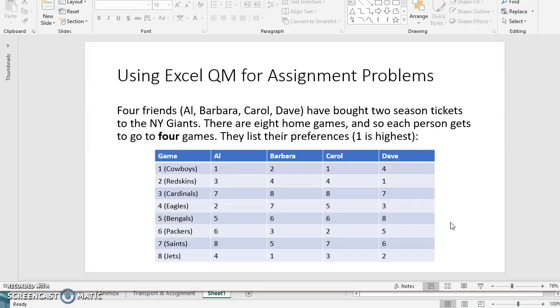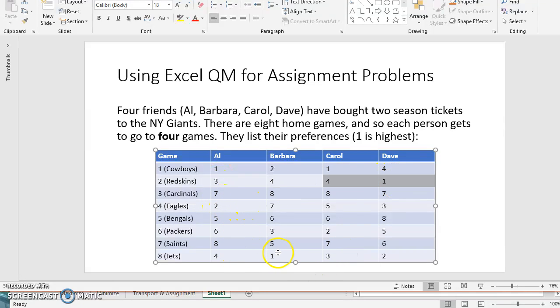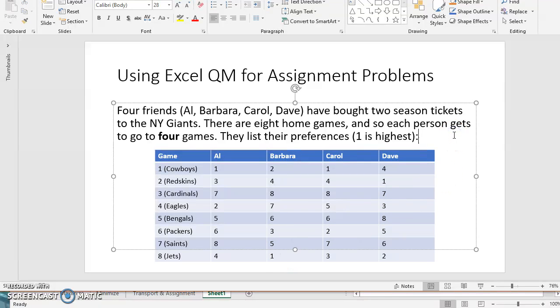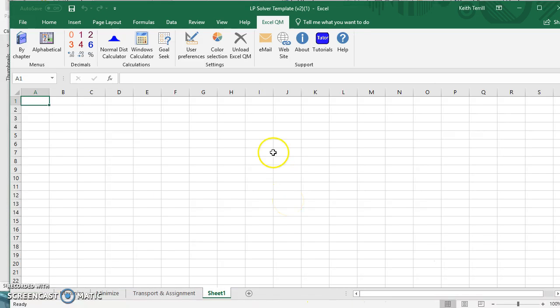So if we were to do this by hand, we could. There's a finite number of possibilities. Could well be that Al and Carol go to the Cowboys. It could well be that Dave gets to go to the Redskins game and Barbara gets to go to the Jets game. But then after that, who really knows? So instead, let's look at using tools.